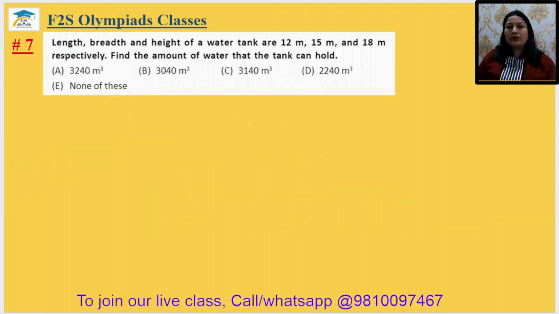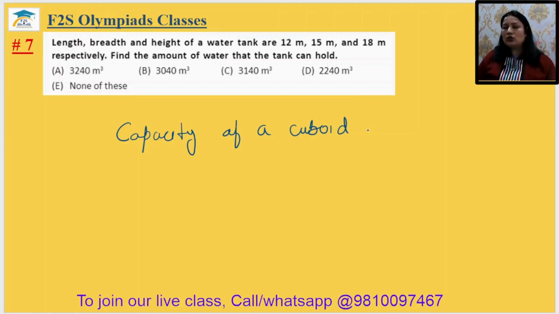Question number 7. Length, breadth and height of a water tank is 12 meter, 15 meter and 18 meter respectively. Find the amount of water that the tank can hold. So we know that capacity of a cuboid tank. How we know it is cuboid shape? Because its dimensions are given: length, breadth and height.